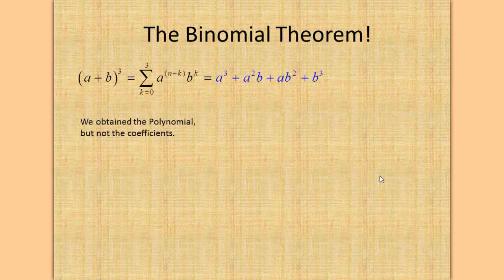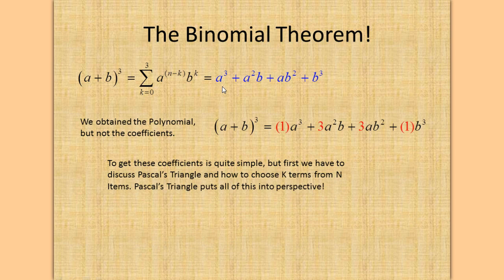So here we go. A plus b raised to the power of 3 equals the sum from k equals 0 to 3 of each one of these terms, and we add them up. Here we go. A cubed plus a squared b plus a times b squared plus b cubed. We obtain the polynomial, but not the coefficients. Okay? You remember our coefficients were 1, 3, 3, 1: a cubed plus 3a squared b plus 3ab squared plus 1b cubed. We got the ones, we don't have the threes.